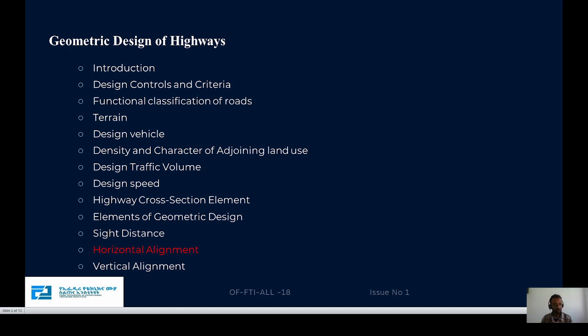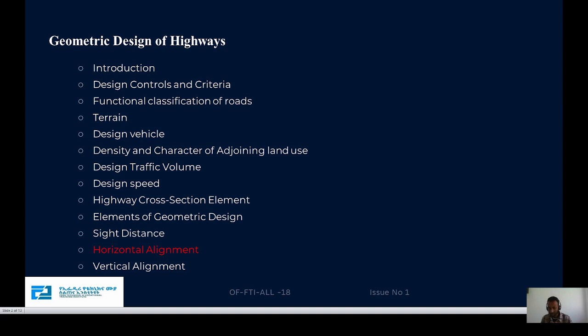In the previous videos we dealt with the introduction to the geometric design of the highway, for example the horizontal alignment, vertical alignment, the cross section, and also the stopping sight distance and passing sight distance. We also discussed the different types of design controls and criteria, for example the functional classification, the terrain, design vehicles, density, traffic volume and composition, the design speeds, and the highway cross-sectional elements.